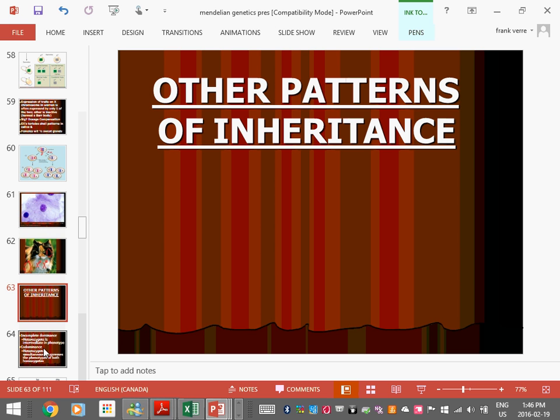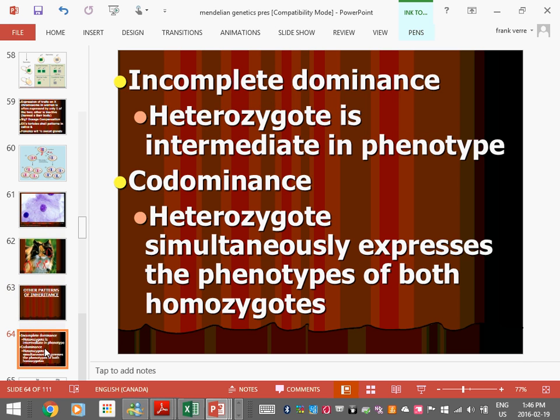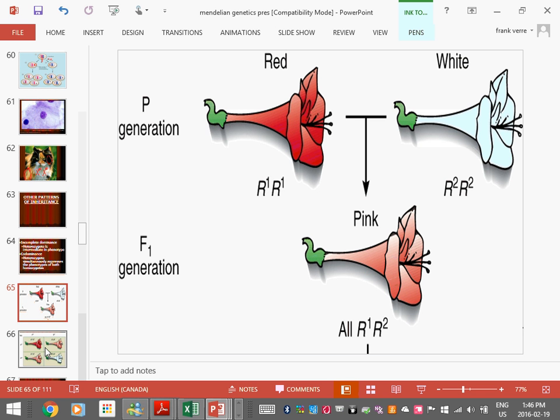Okay, so let's look at some other examples of things that are not so straightforward. We assume that a gene determines a characteristic, and we assume there's 2 copies, and we assume that 1 copy is dominant and the other one is recessive. Well, guess what? It might not be the case.